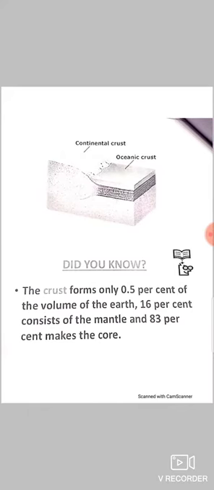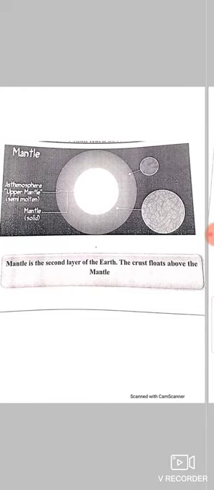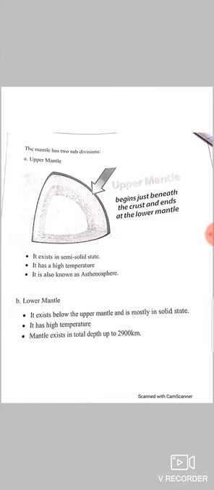The crust forms only 0.5% of the volume of the earth. Of the total volume of the earth, the crust is only 0.5%, 16% consists of the mantle layer and 83% makes the core. Now come to the second layer, the mantle. The upper mantle layer is also known as the asthenosphere. It is semi-molten, and the lower one is solid. Mantle is the second layer of the earth, and the crust floats above the mantle. जो crust layer होती है वो mantle के above होती है.